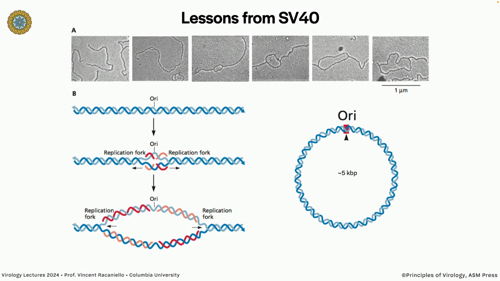And that fork grows bigger and bigger until finally you have 2 complete double-stranded DNAs. And you'll see each strand is copied. The plus strand and the minus strand are each copied separately. So you'll end up with 2 copies where you had 1.